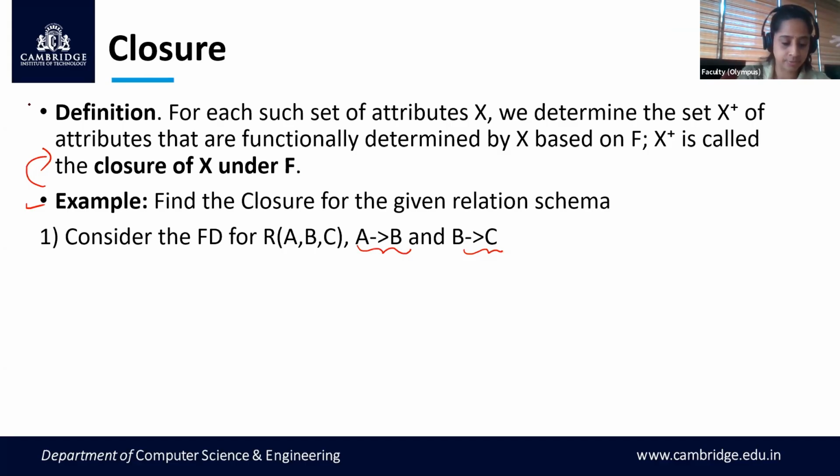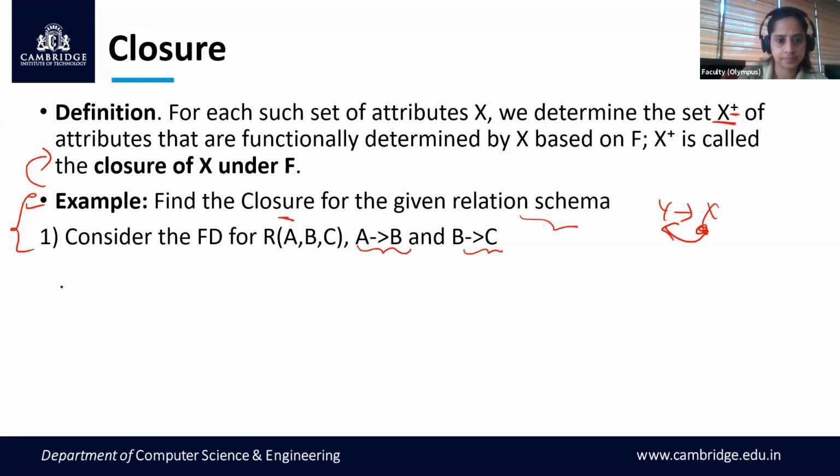So for the first concept for refining, we just need to know about the closure. Hope you have written this. Just write this example. This is nothing but finding the closure of the given relation schema. What do you mean by closure? For each such set of attributes X, we determine the set X plus. We call it closure, with a plus symbol: the set of attributes that are functionally determined by X based on F. Directly we know if X determines Y, then Y is functionally determined by X. Directly I know, but indirectly there are many functional determinants.